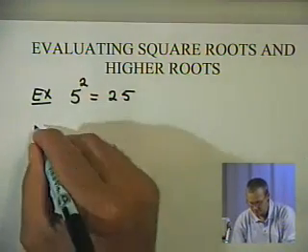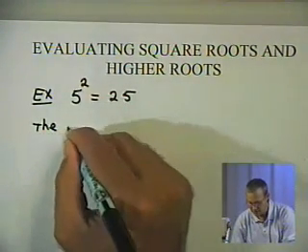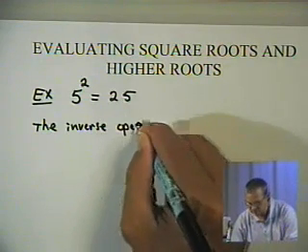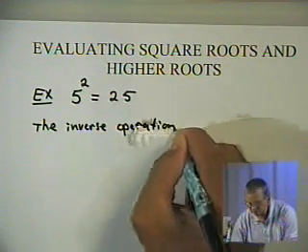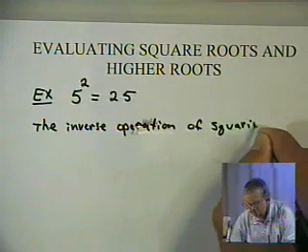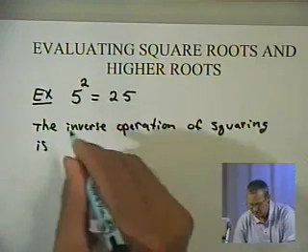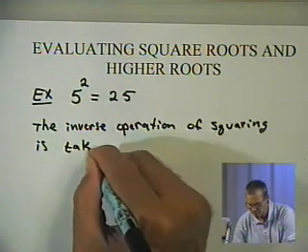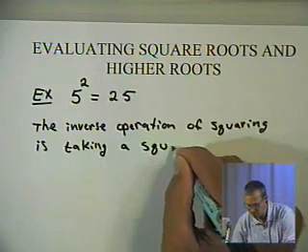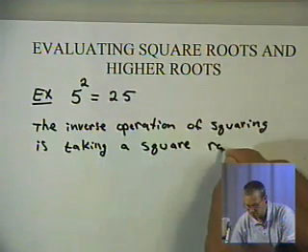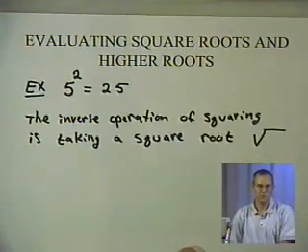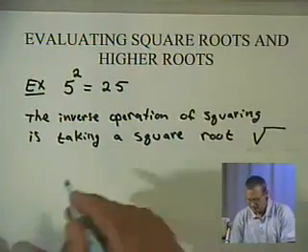I'll write this down. The inverse operation of squaring is taking a square root. And that's the symbol we're going to use for square root. Example.